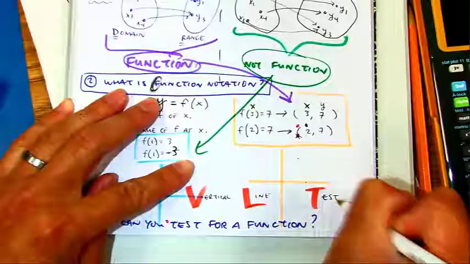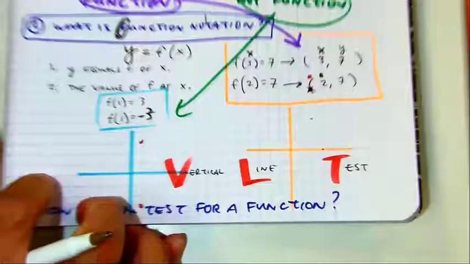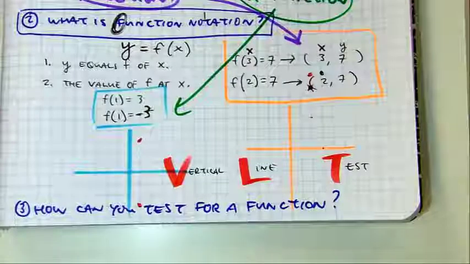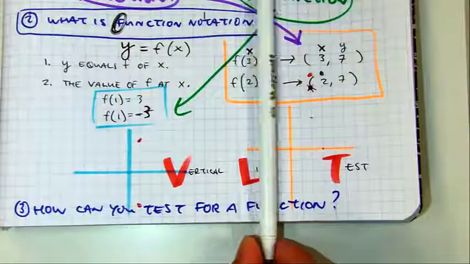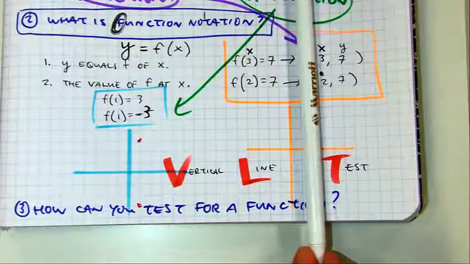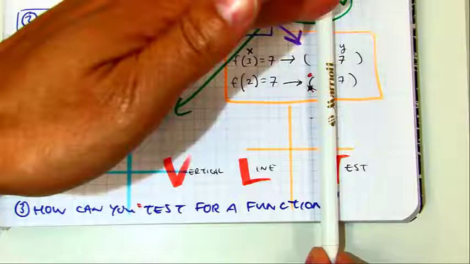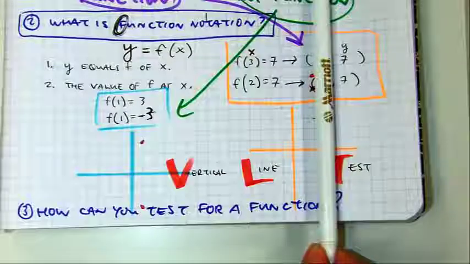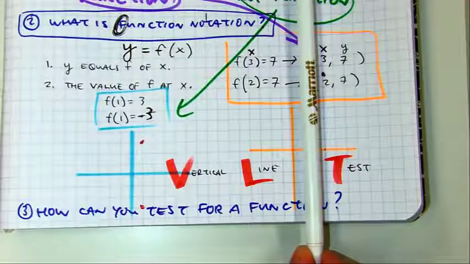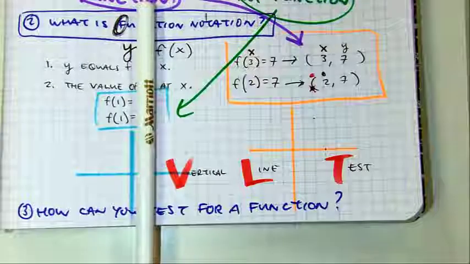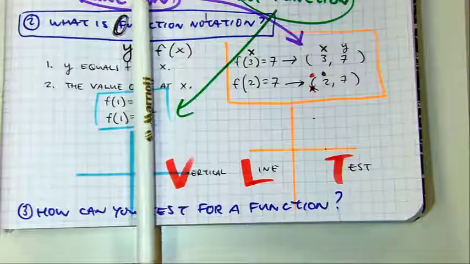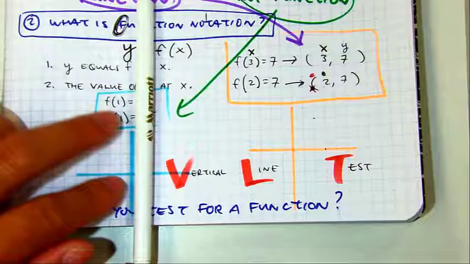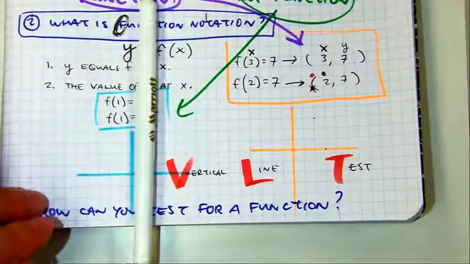If you put your pen down vertically and you go to a point, if it only goes through the vertical line once, then it passes. Passes, passes. This is a function. But if I come over here, does it go through once? No, it doesn't go through once. It goes through twice. So therefore, it fails the vertical line test. Therefore, it is not a function. So it goes through once, pass, pass, fail. Does that make sense?